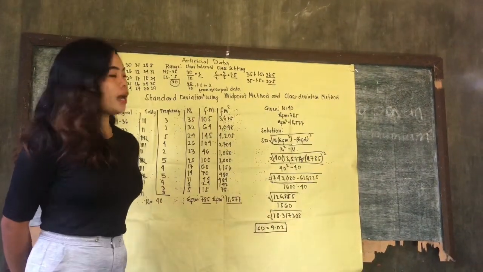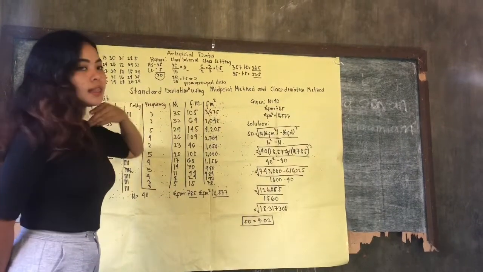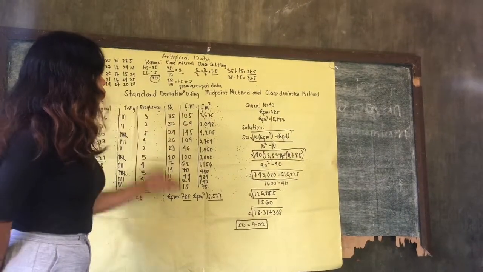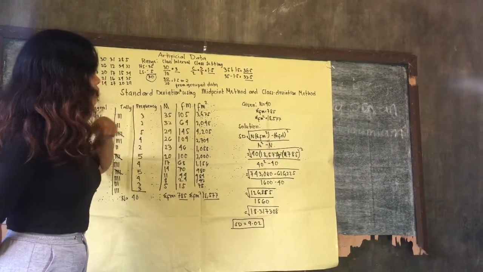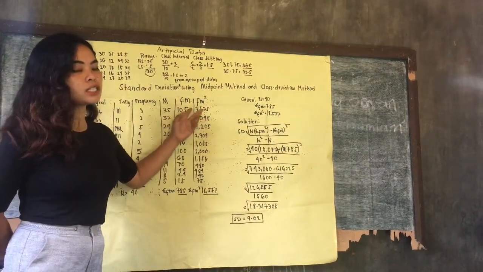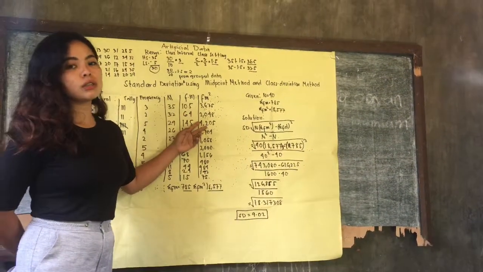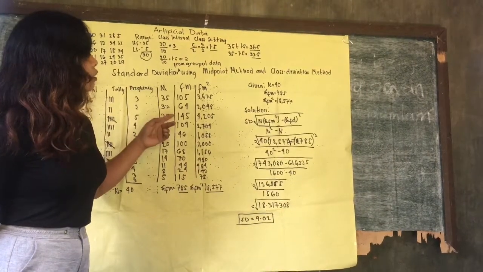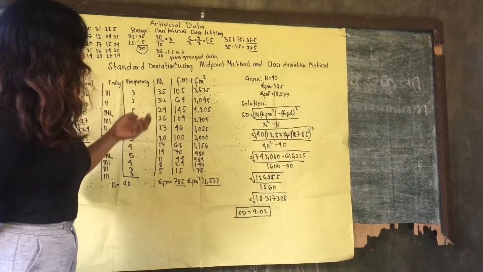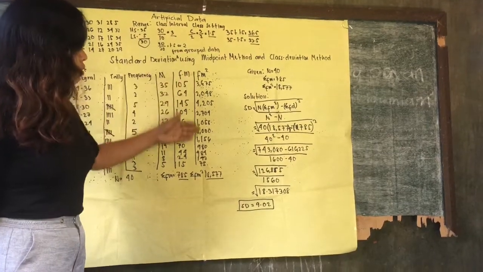The next thing to do again is to multiply the midpoint and the FM until such time you'll get the FM2. So 35 times 105 is equals 3,675. Then 32 times 96 is 3,072. 29 times 145 is 4,205. Then 26 times 104 is 2,704, and so on and so forth.